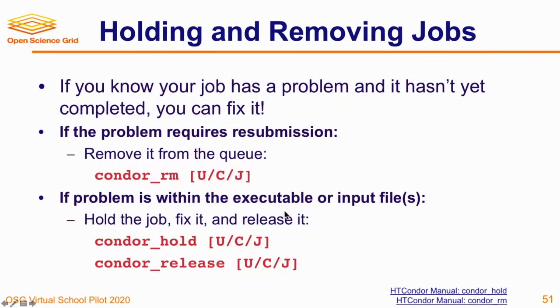If the problem is within the executable or the input file, so the submit file is correct, but the problem is like a bug in your executable, you could leave the jobs in the queue, fix that executable bug, so just replace the executable file exactly where it's supposed to be on the submit server, and then release the jobs. You could first hold them yourself, even if you know that's a problem and you want to hold all of your jobs, all the jobs of the same user or cluster, and then release those jobs, which puts them back into idle so they can run again. There are links in the Condor manual that talk about these things.